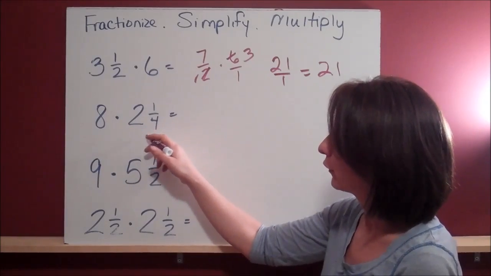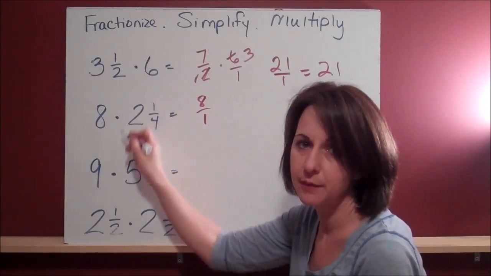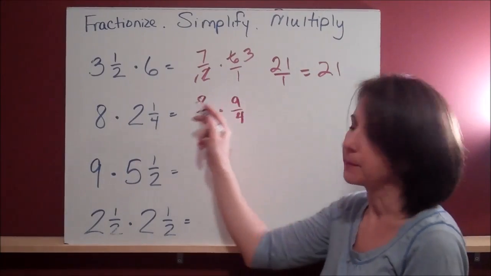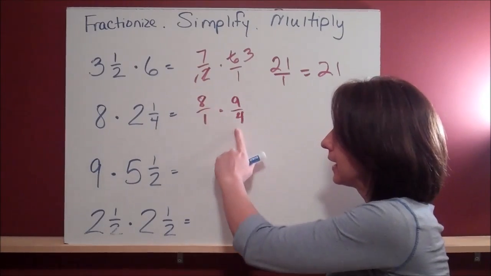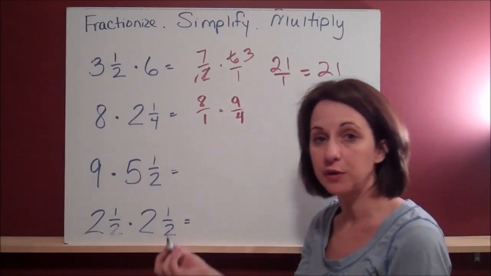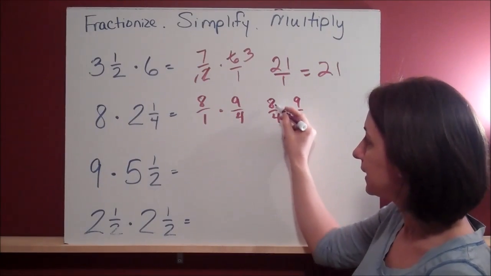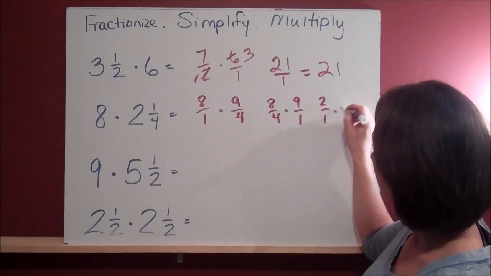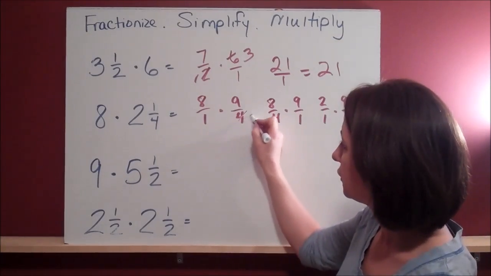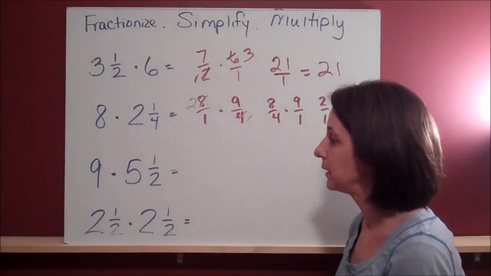8 times 2 1/4. Fractionize. Instead of a whole number, write it as a fraction. Instead of a mixed number, write it as an improper fraction. Look for something that can be simplified, which in this case, 8/4 can be simplified. And remember, if this is still difficult for you, which for some students it is, you can rewrite the problem 8/4 times 9/1 and then see that this can be simplified to 2/1 times 9/1, which is 18/1 or 18. So you could do it like this, or you could rewrite it so it's easier for you to see.